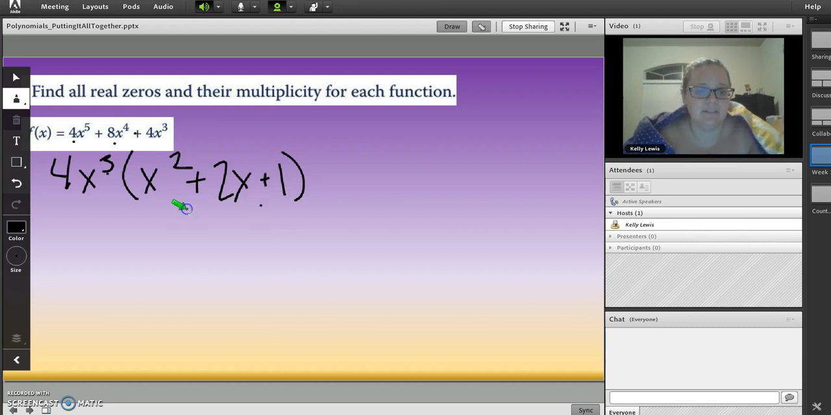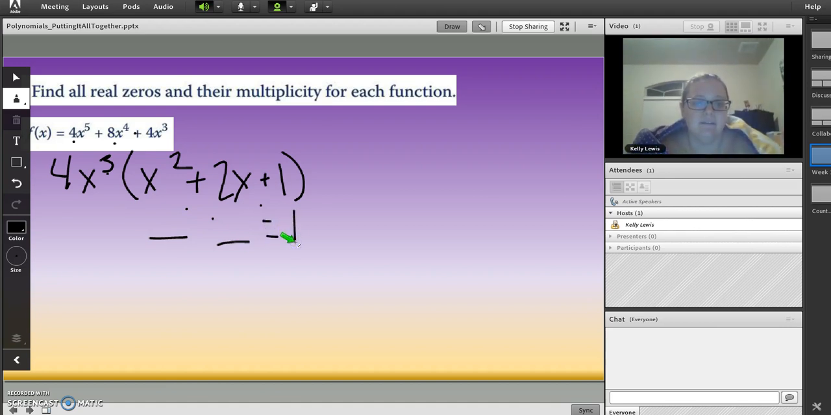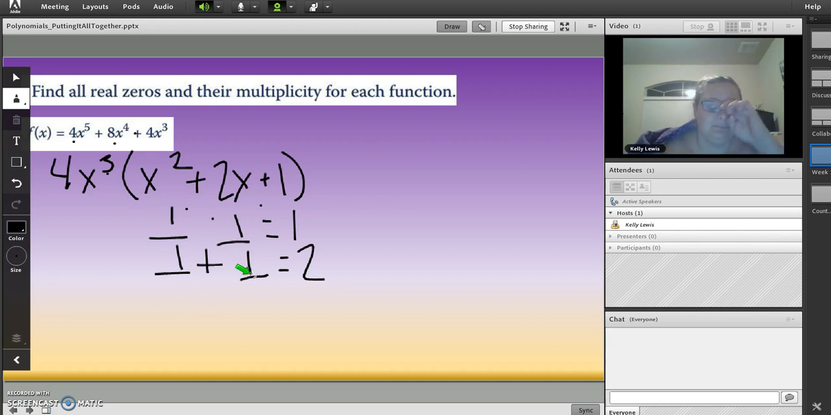And so then we factor this guy. We ask ourselves what multiplies to give us 1 and adds to give us 2. The things that multiply to give us 1 are 1 and 1, and they add to give us 2. And so this guy factors to x plus 1, x plus 1.